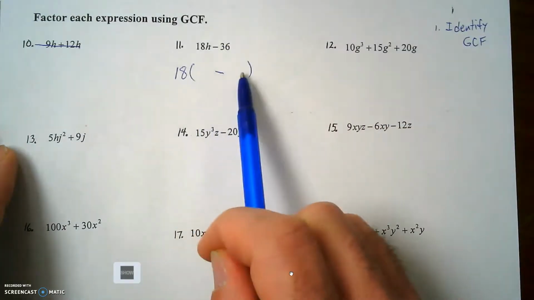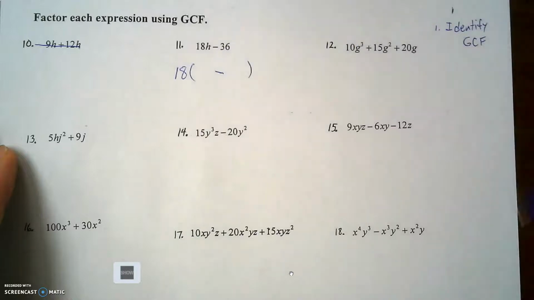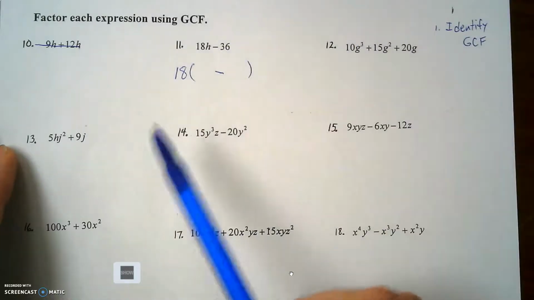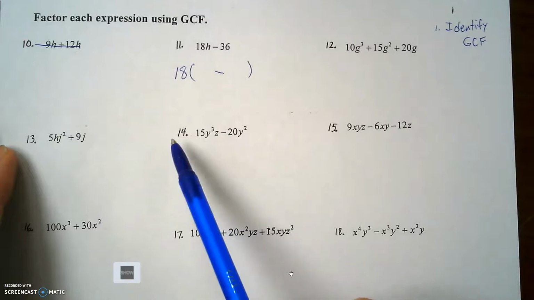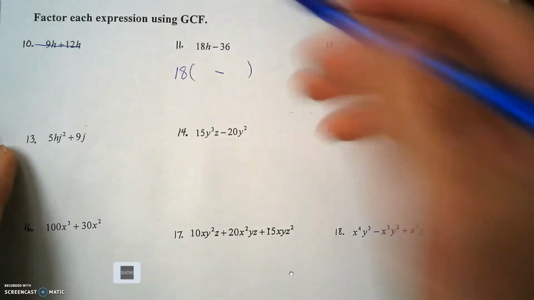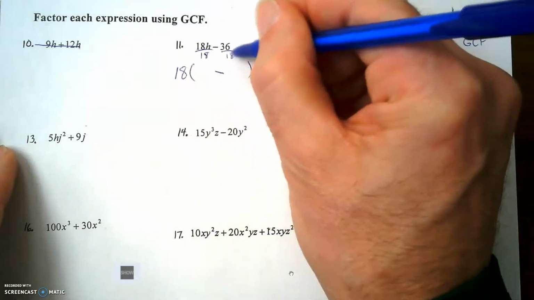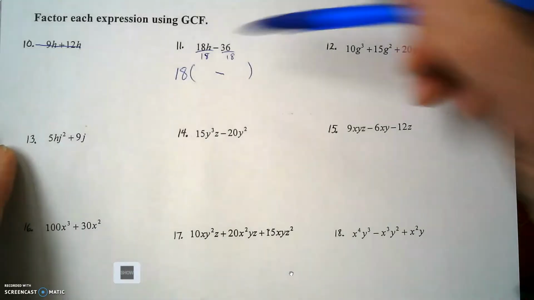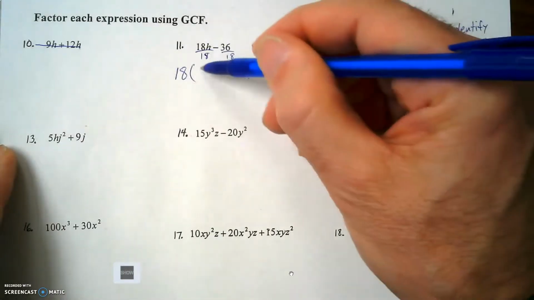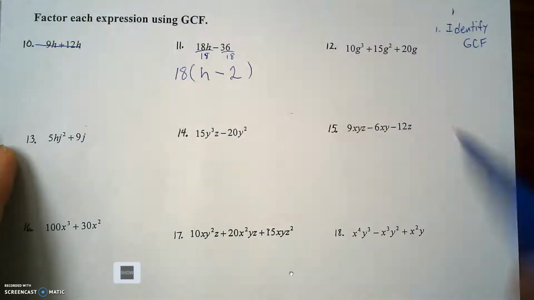Well, how do I fill in? That's a crooked subtraction sign, sorry. How do I fill in here? Well, think about it. When we used to multiply, we would multiply and subtract exponents. Well, this is the opposite. So I'm going to divide these two terms by the GCF. Let's see, these 18s cancel out. I get an h. 36 divided by 18 is 2.